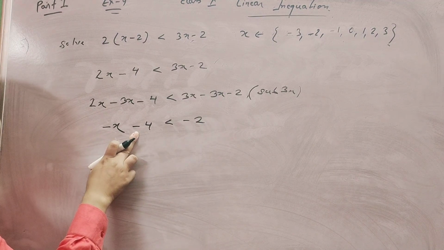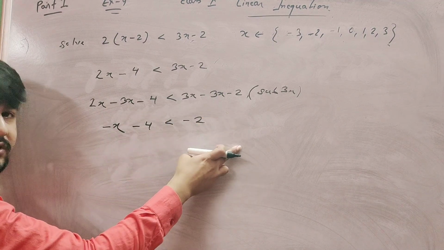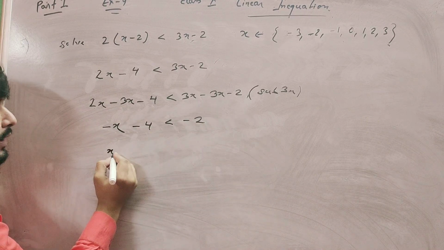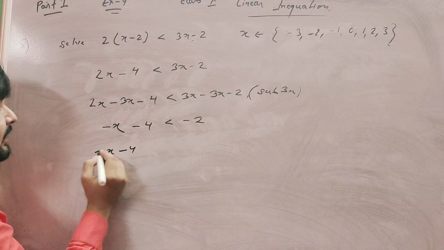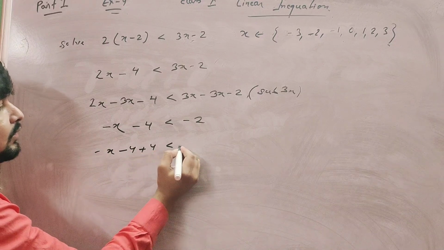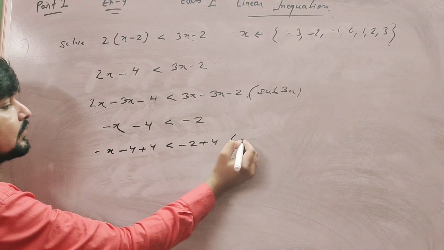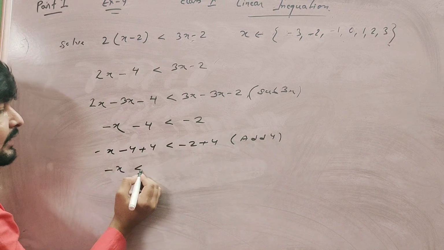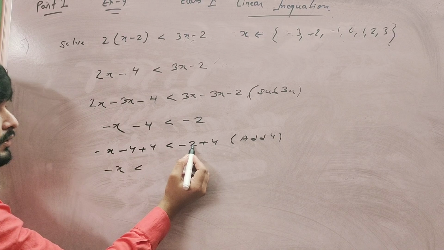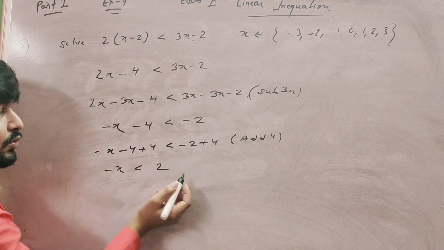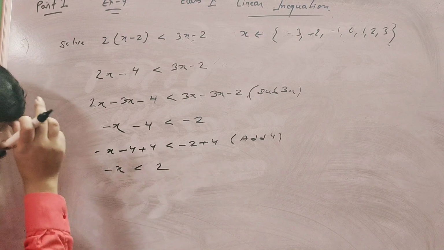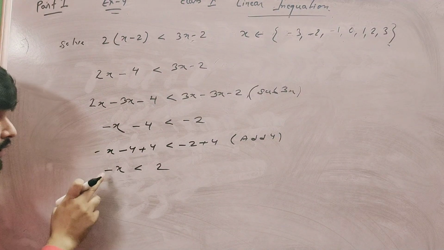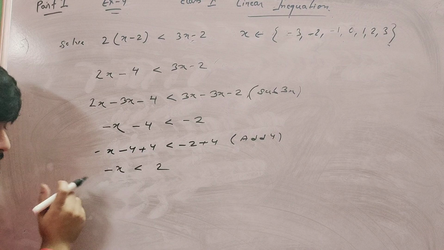Minus 4, that is negative 4, goes this side, that is negative to positive, means add. So you add 4 both sides: minus x minus 4 plus 4, minus 2 plus 4. Minus x less than minus 2 plus 4, that is plus 2. So this is not our x value because this is a negative value. So we need the positive value. How? Divide this by minus 1.